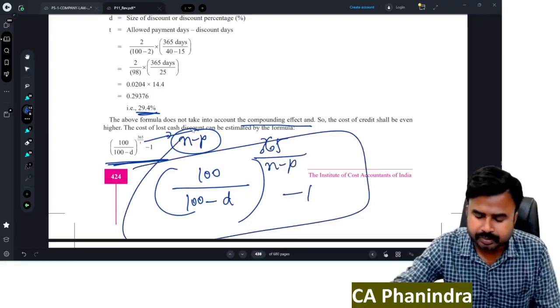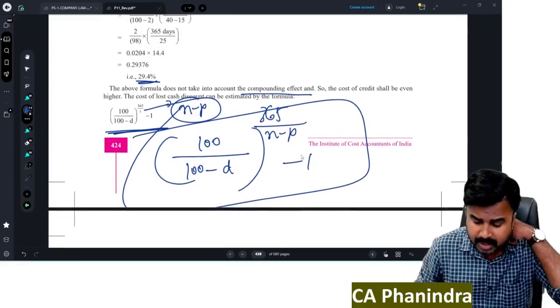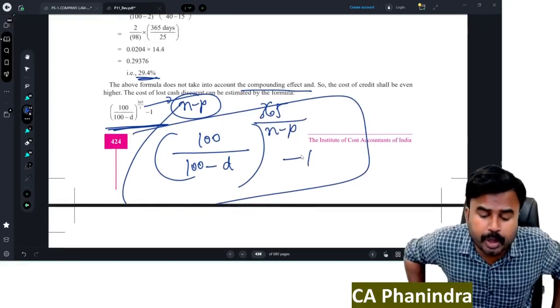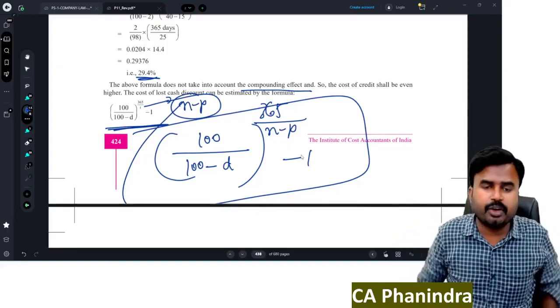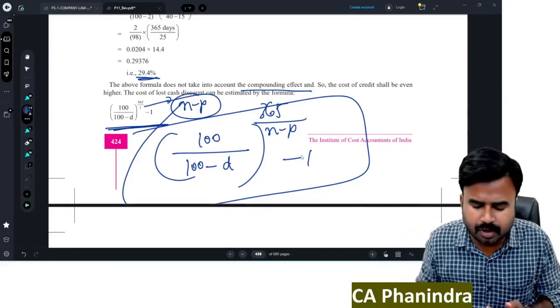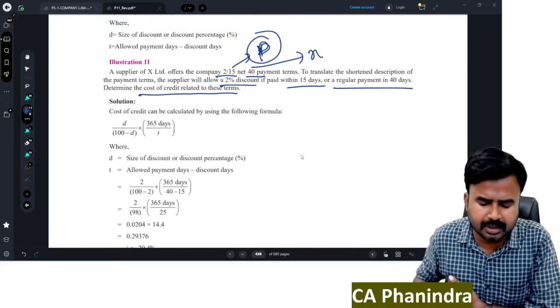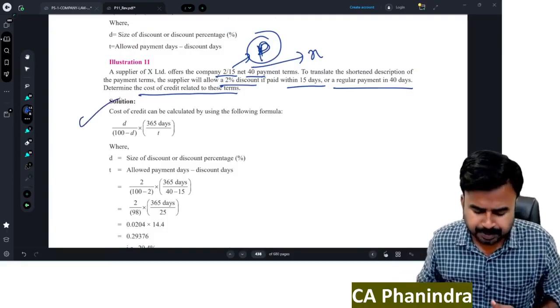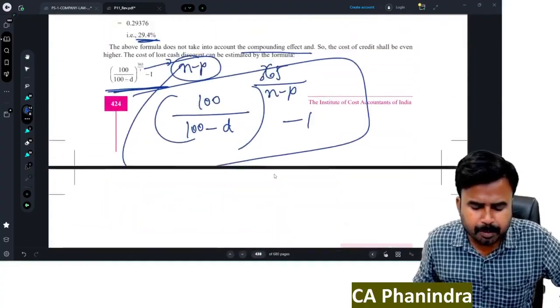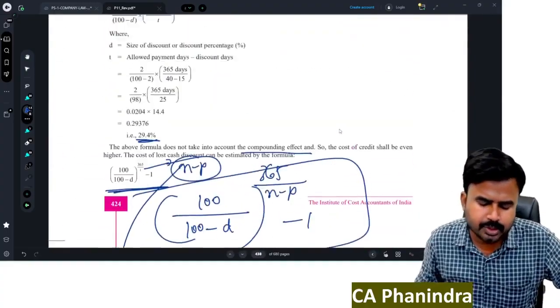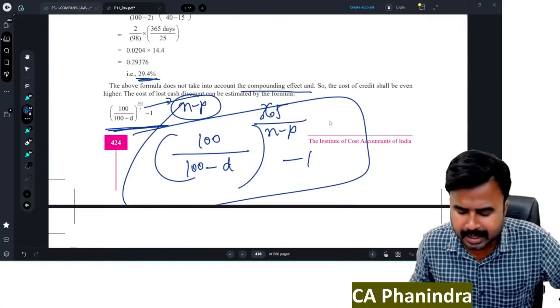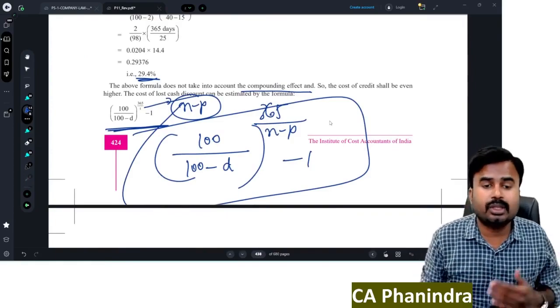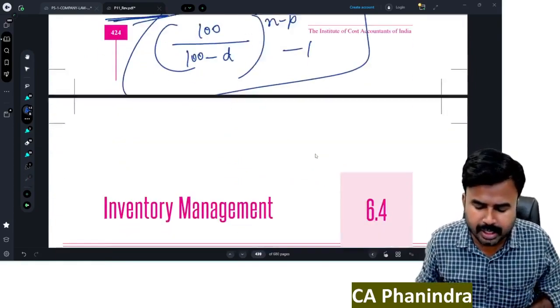You know, dear students, this formula is applicable when the compounding effect is considered. That means if you consider the compounding effect, you should apply this formula. If you don't consider the compounding effect, then you can apply a simple formula. So we don't have any problems related to this particular formula. So just follow these two formulas. Try to calculate the requirement based on the question which is given in the examination.